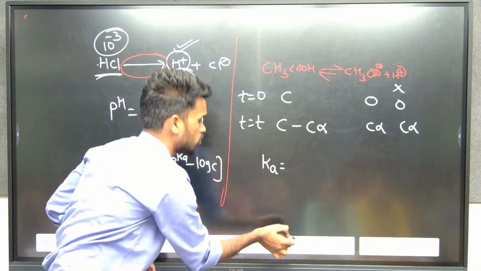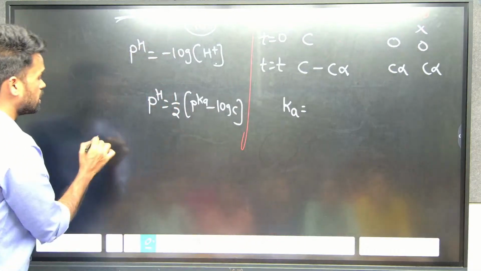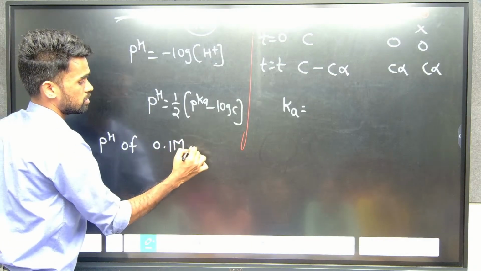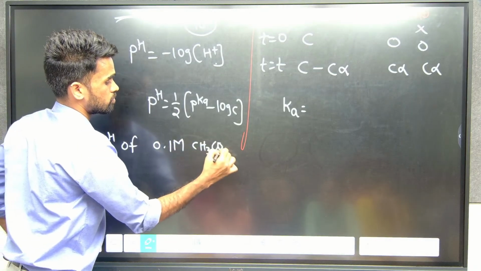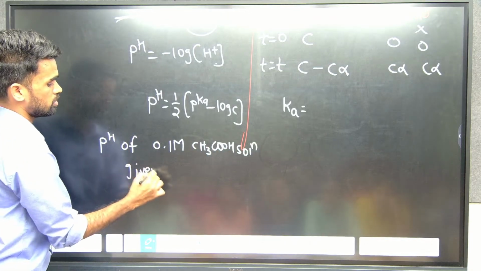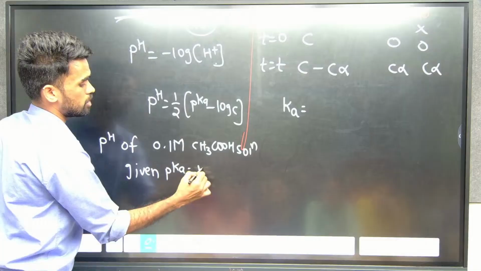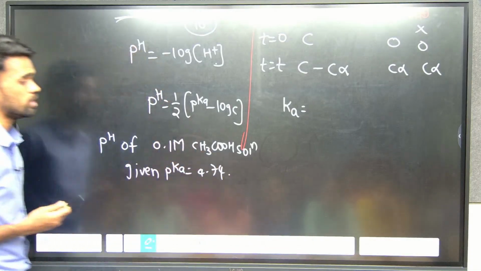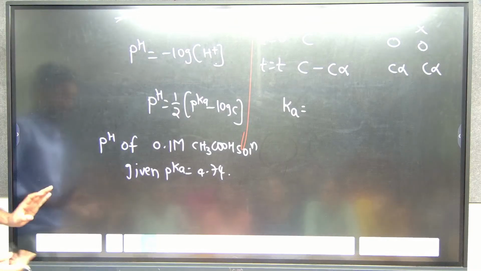Otherwise, I can give you a question like this. Find pH of 0.1 molar acetic acid solution. Given pKa equals 4.74. Tell me, how can you do this? We have the data here.